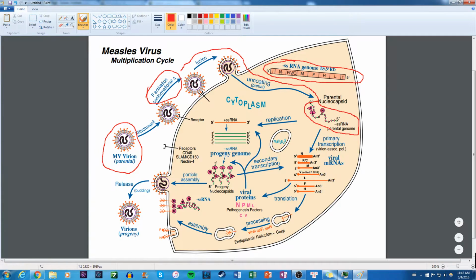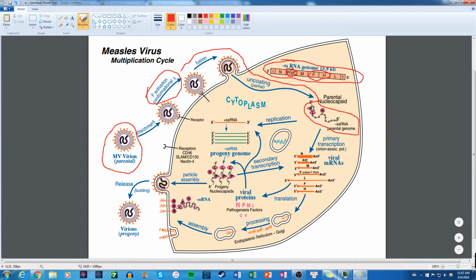And you can see that the order is N-P-M-F-H-L. Now, Rhabdoviridae, I didn't say this in the video before, but the Rhabdoviridae gene order is N-P-M-G-L, with G being a glycoprotein. So an easy way to remember this is that F and H are glycoproteins. So it's the same order as Rhabdoviridae, but now the G is turned into an F and an H.